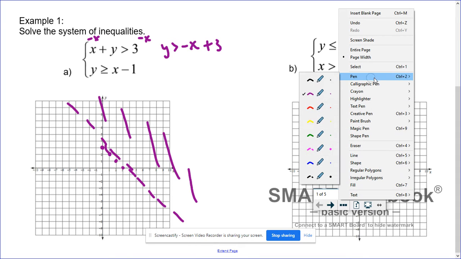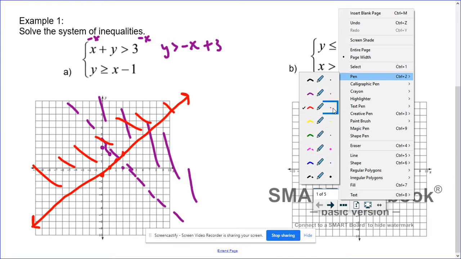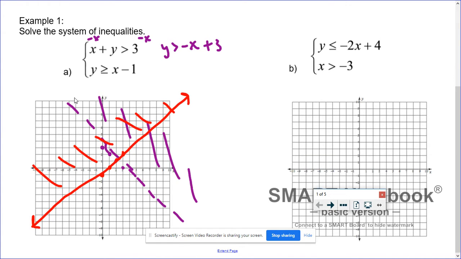I'm going to choose a different color for the other line. This already is in slope-intercept form. It's got a y-intercept at -1 and a slope of 1. This one's going to be a solid line. And you're also shading above it. So the part of the graph that is shaded by both is this part. So I'm just going to go back and do that part really dark. And that's it. So your answer is this part of the graph.